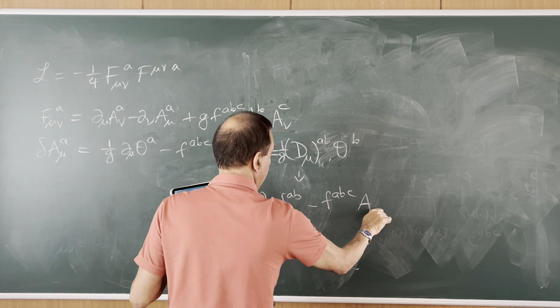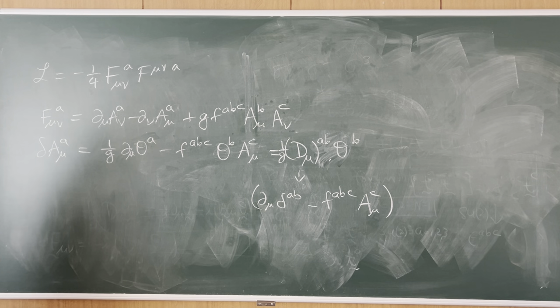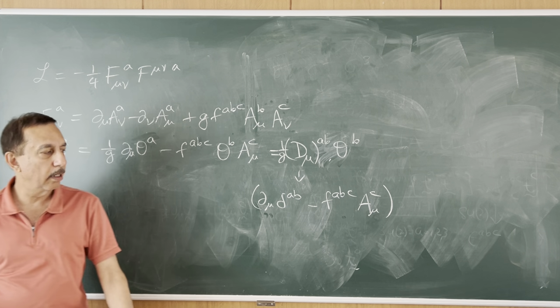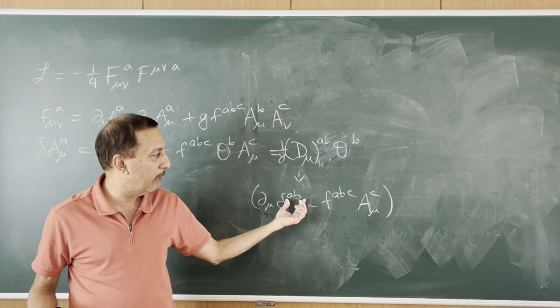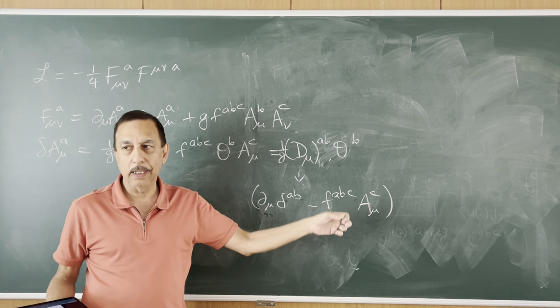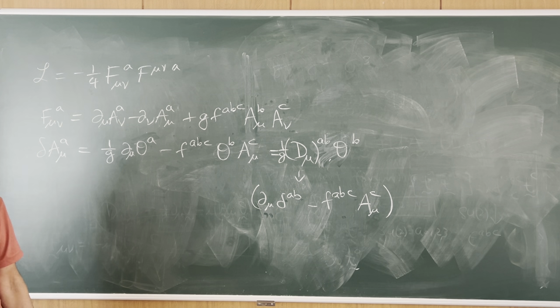A mu C. So it's a differential operator with one derivative term and one term linear in A, and that's it. And now we see that this part of it is symmetric in AB and this part is anti-symmetric in AB. So the whole d mu doesn't have either symmetry or anti-symmetry in AB. It has one part of each kind.